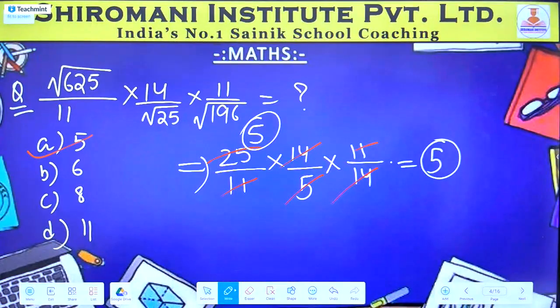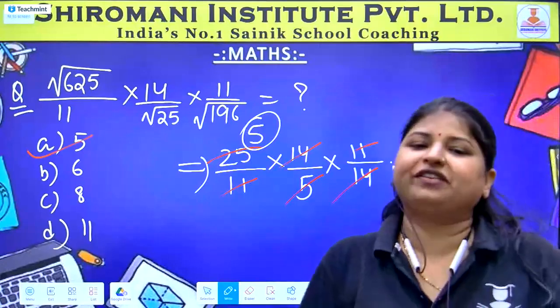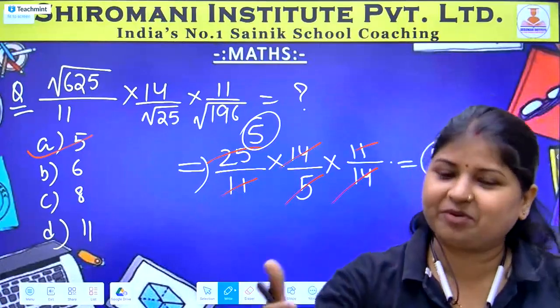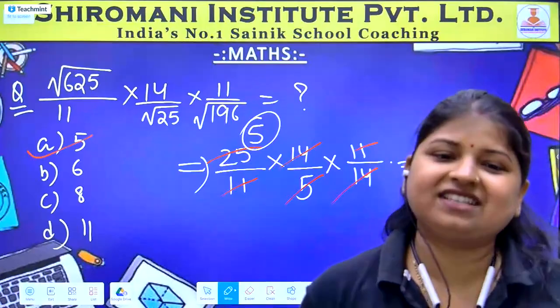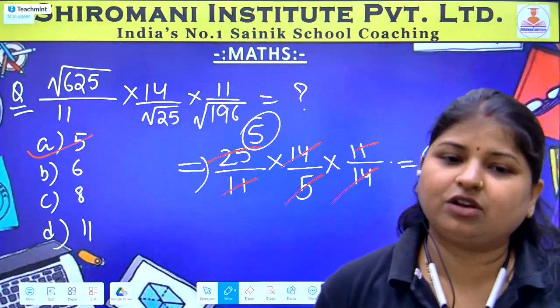Ma'am, in 30 seconds I can't solve it. Can you give 1 minute or 45 seconds? See, I don't have a timer for that, beta, 45 seconds. I cannot make the timer myself, okay? Yes, Yashashwini. Done? Okay. So I could not do that, beta.